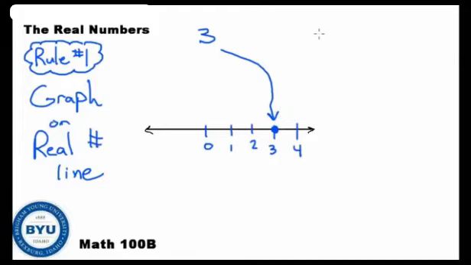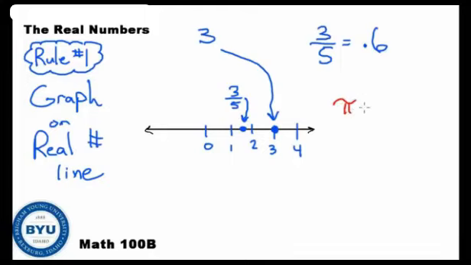For example, if I told you to graph the number 3/5, well, we know 3/5. If you type that into your calculator, it comes out to be 0.6. So that's about right here. But if we never labeled, we probably wouldn't know that's what you meant. So always remember to label on the real number line, or else it makes it very complicated to know exactly what you're doing.